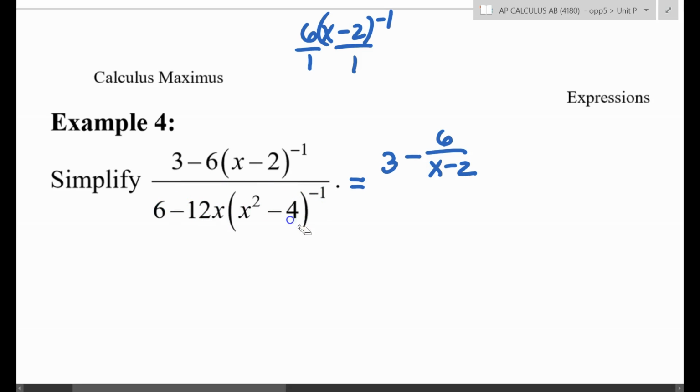So what is this one going to become? It's going to become 6 minus 12x over x squared minus 4. All right, do you see what happened? This is 12x over 1. This is this over 1. So now it's going to be 12x over 1 times 1 over x squared minus 4. Well, that 12x times 1 is 12x. That 1 times x squared minus 4 is x squared minus 4, and that's how we get that. Do you see it?